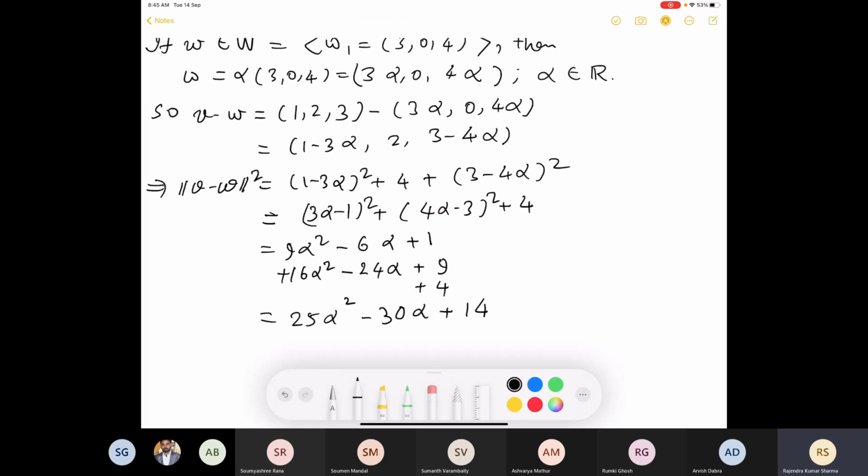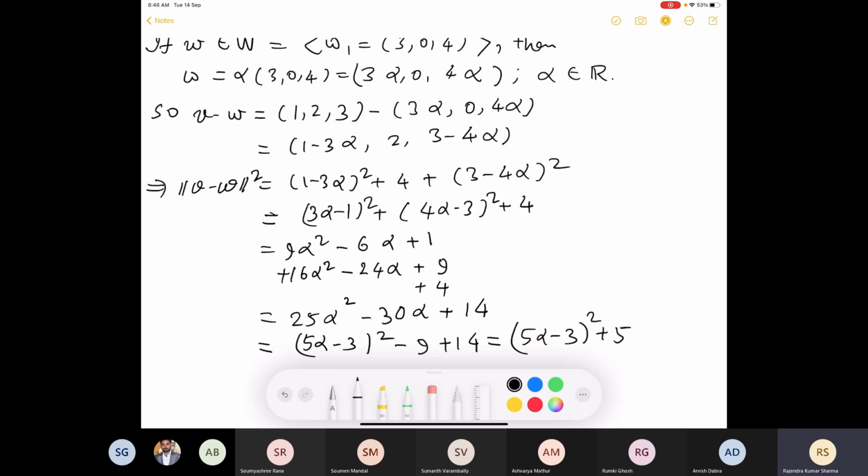You can rewrite this expression by completing the squares. So this is (5 alpha minus 3) whole square. If I do, what do I get here? 25 alpha square minus 2 into 5 into 3, that is 30 alpha, which is already here. And I shall also have plus 9, so I must subtract 9 from the 14. Good. So this is the same as (5 alpha minus 3) square plus 5.